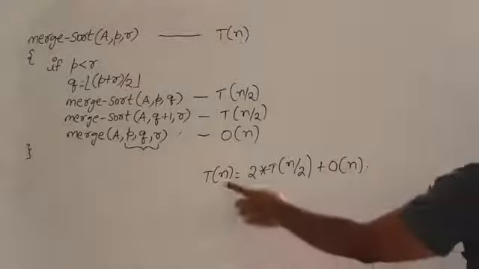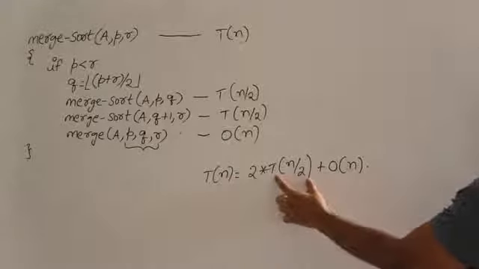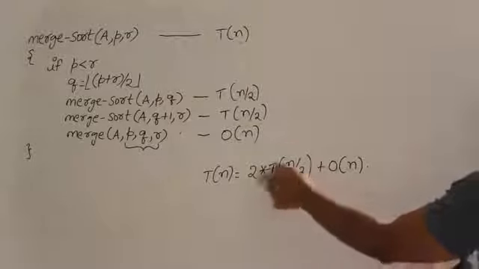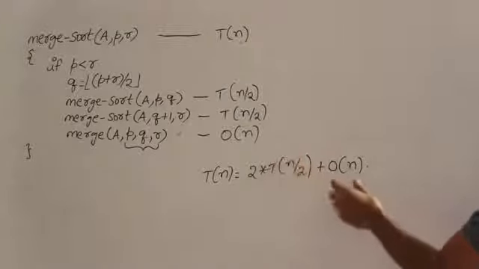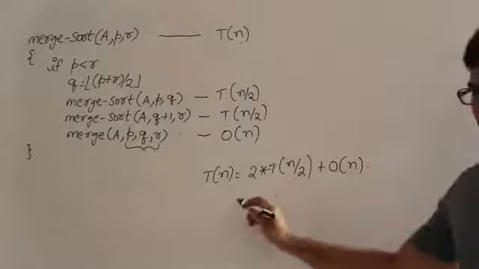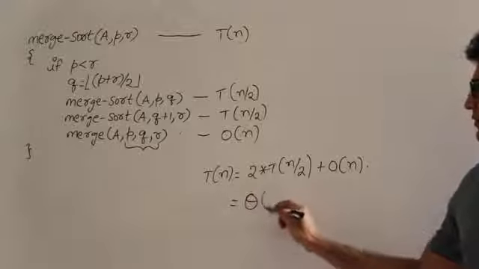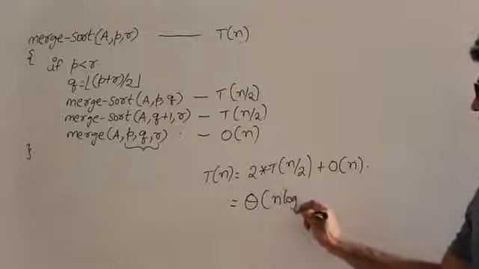Which means in order to solve a problem of size n, we are dividing the problem into two subproblems of size n by 2, then solving them, and then we are merging the result, right? So if you see this using the Master's theorem, the answer will be order of n log n.